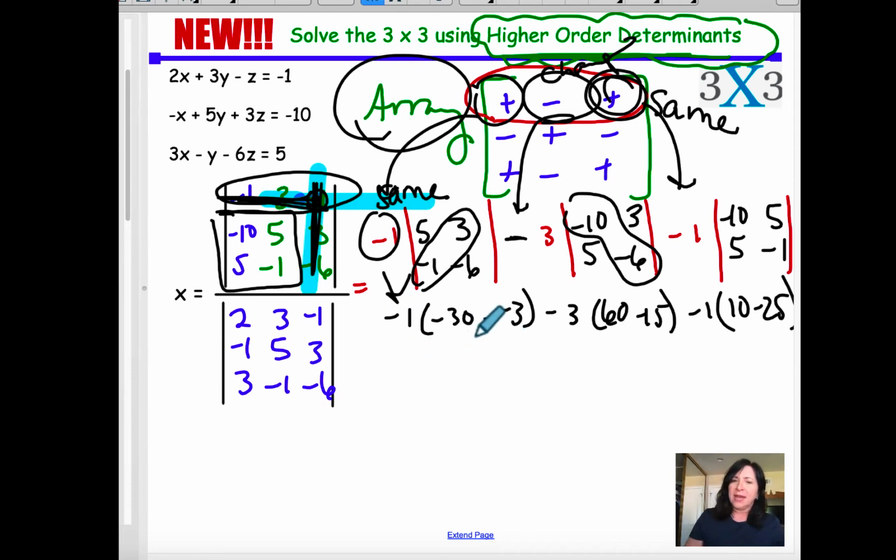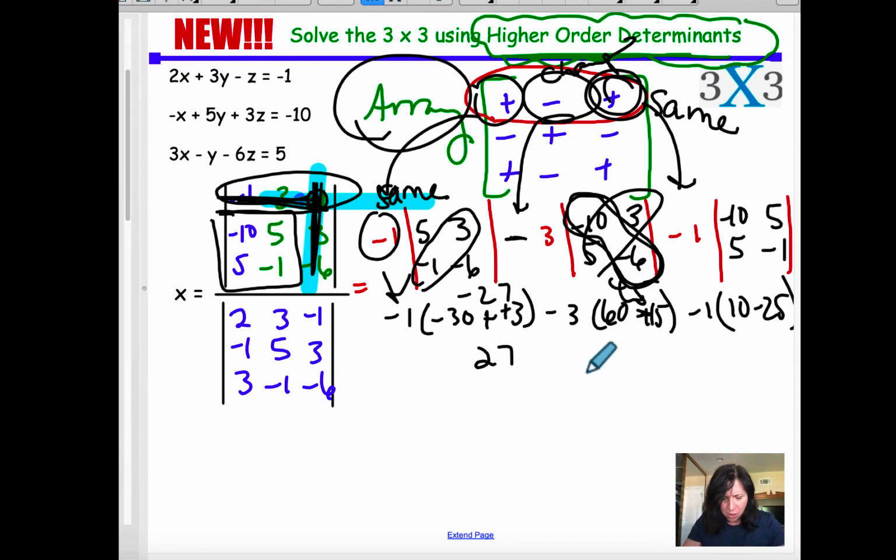So here we go. Negative 30 minus negative 3 is plus 3. So that's negative 27. Times negative 1 is 27. And then this is what? 60 plus, oh wait, hold on a second. This is 60 minus 15. I didn't write that very well, did I? So 60 minus 15 is 45. And then 45 times negative 3.